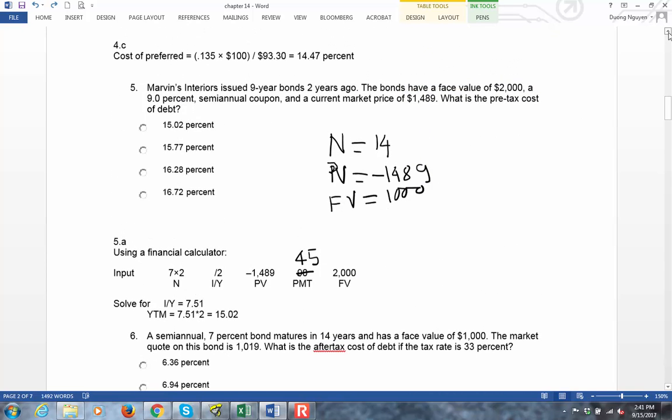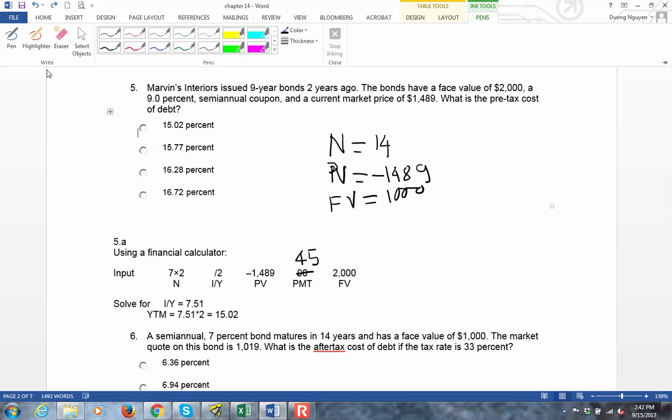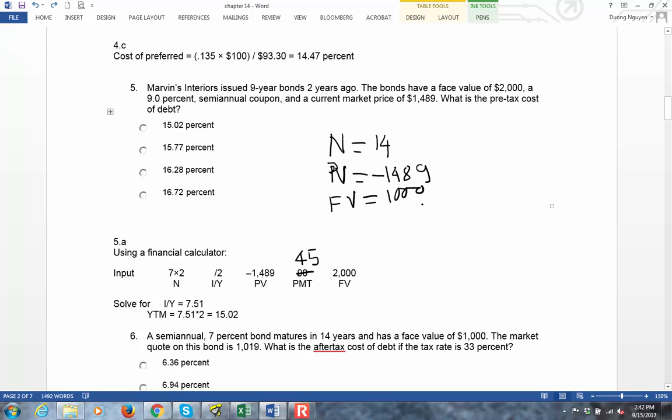Now in this problem the future value is not $1,000 anymore, it is $2,000. It has a face value of $2,000, so the payment is not 45, it is 90. Right, so I didn't read the question carefully.